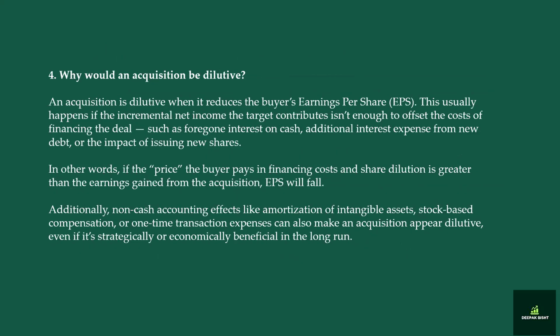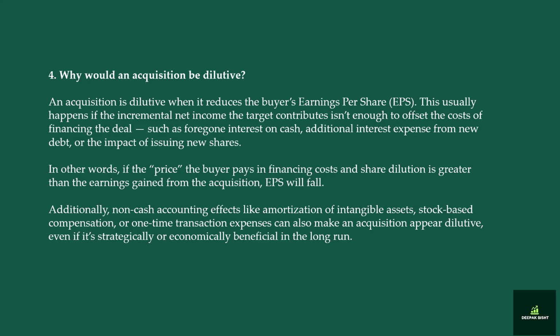All right, move to question number 4. Why would an acquisition be dilutive? We have discussed dilution. If an acquisition reduces the acquirer's EPS, it will be dilutive. An acquisition is considered dilutive when it reduces the buyer's earnings per share after the deal is completed. EPS dilution occurs when the additional net income generated by the acquired company is less than the incremental costs associated with financing and executing the acquisition.